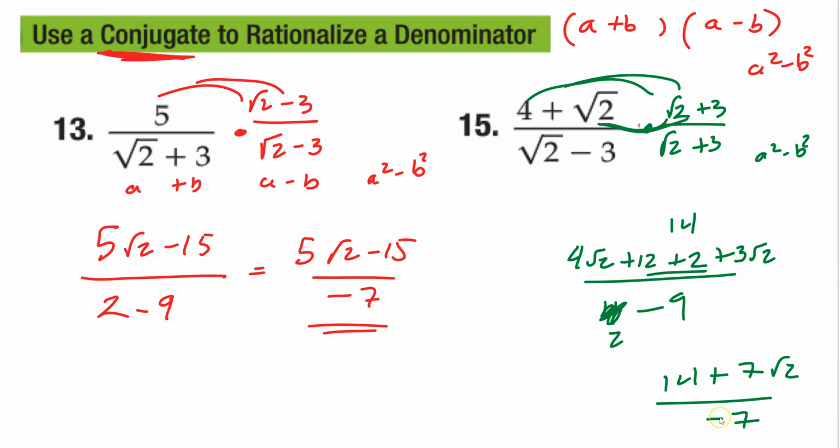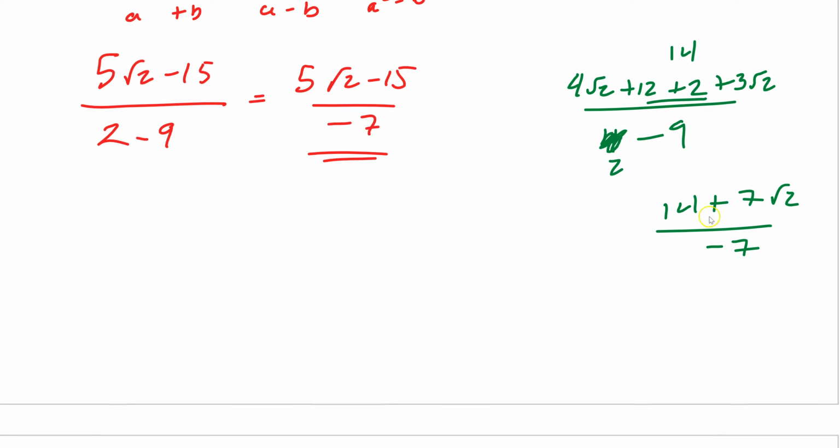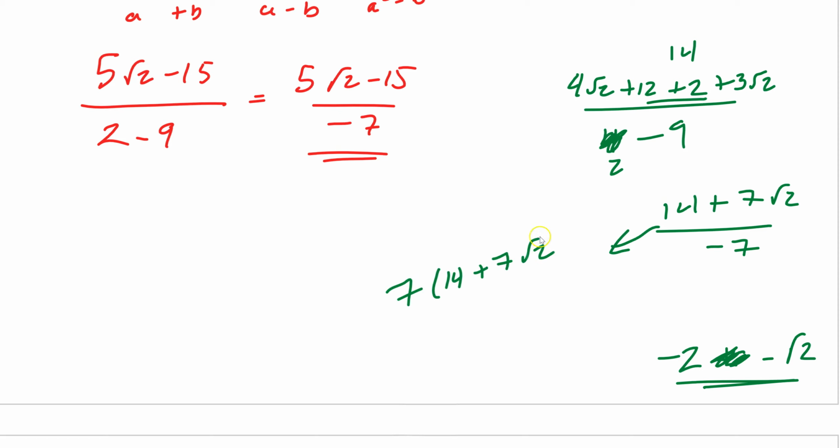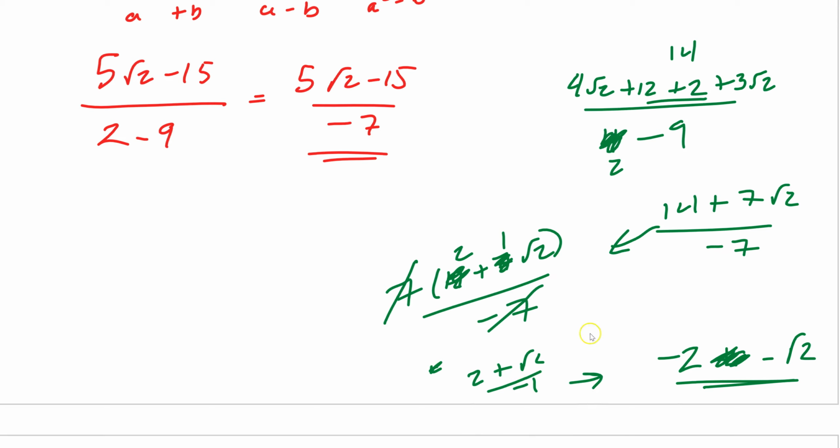All over negative 7. You think I'm done, but that actually simplifies, right? These all divide by negative 7. So divide everything by negative 7. So you get negative 2 minus rad 2. If you're not sure, look at it. On top, divide by 7, factor out the 7. Now these cancel, and you get 2 plus rad 2 over negative 1, which gets you that. So again, as long as they can all be divided by 7, you can divide them. You can divide by a number. Not the radical. Radical is separate.